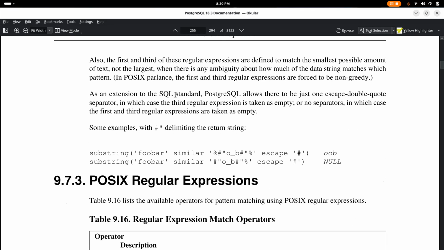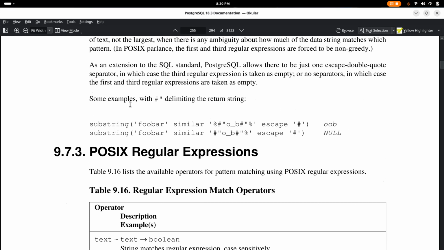As an extension to the SQL standard, PostgreSQL allows there to be just one escape-double-quote separator, in which case the third regular expression is taken as empty, or no separators, in which case the first and third regular expressions are taken as empty. Some examples, with hash delimiting the returned string: 'foobar' SIMILAR '%#"o_b#"%' ESCAPE '#'. So it will match oob. Our escape character is hash.